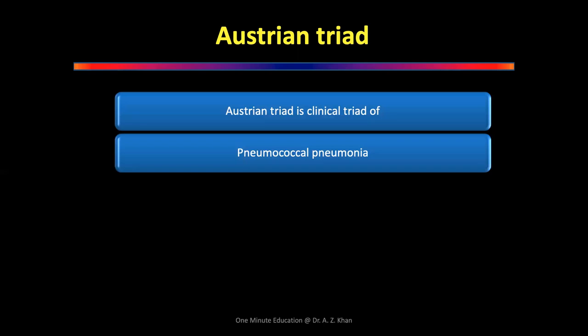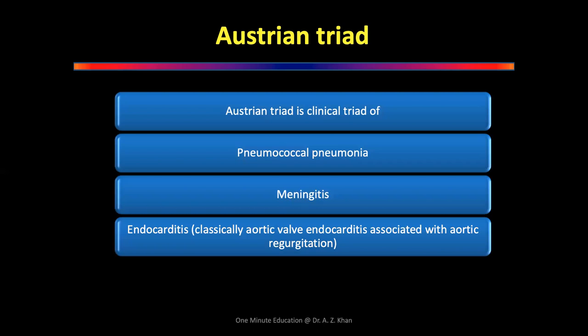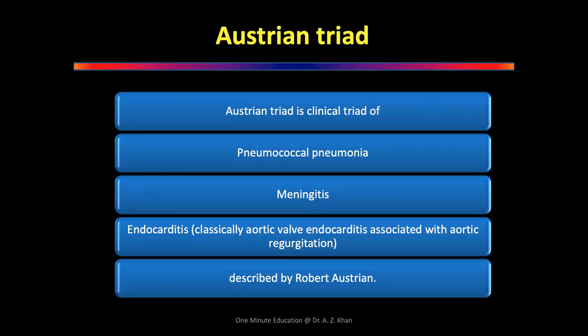Okay, this is seen in pneumococcal pneumonia, meningitis, and endocarditis. Aortic valve endocarditis associated with aortic regurgitation in a case of pneumococcal pneumonia. This is the Austrian triad, okay? The bacterium is important. So it's pneumococcal pneumonia, meningitis, and endocarditis. These three things are the triad, described by Robert Austrian.